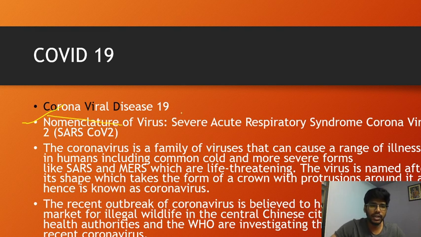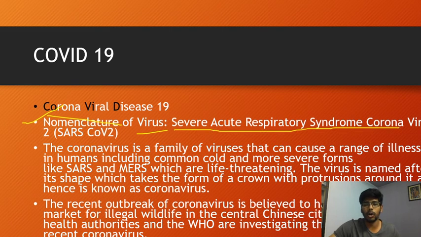So the COVID-19, right? What is the name of the virus? The name of the virus is not coronavirus. Coronavirus is a large group of viruses which are present in that particular group, right? And the virus which is causing the coronavirus disease COVID-19 is SARS-CoV-2, right? SARS-CoV-2, that was the nomenclature, the name of the virus. Severe acute respiratory syndrome coronavirus 2.